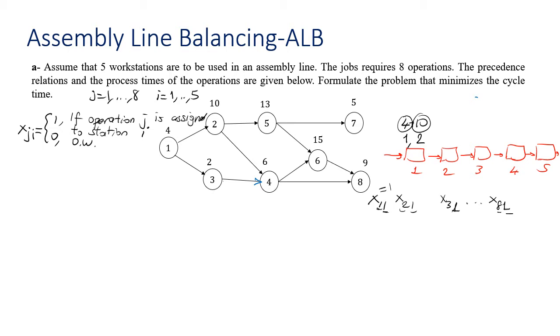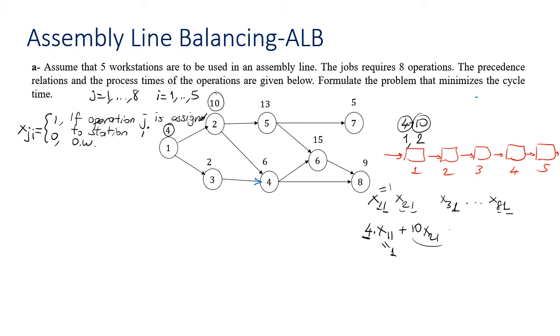And I know the processing time of operation 1, which is 4. So if I multiply this processing time by x11, if this is equal to 1, then it means that the processing time on the workstation will be increased by 4. Otherwise, if it is 0, there will be nothing. The second operation time is 10. 10 times x21 will give me, if the second operation is assigned to workstation 1, it will increase the processing time of this station by 10 units.